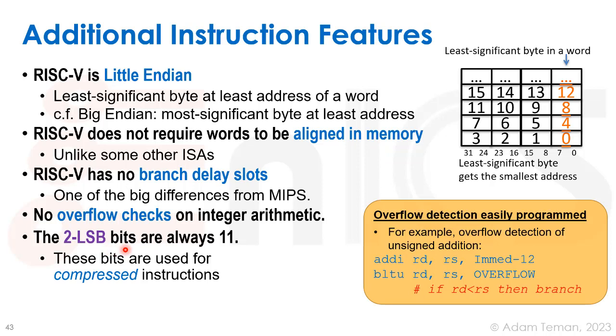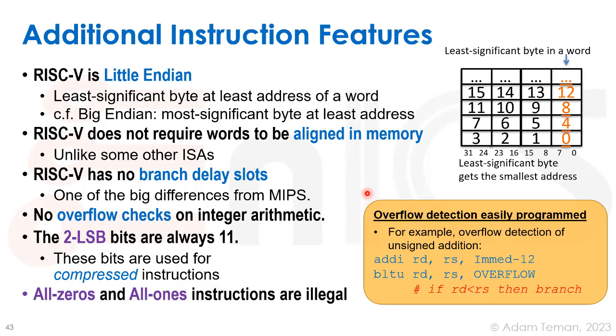Another thing is that the two LSB bits are always 1, 1. So out of those 7 bits that we have for the opcode, the 2 bottom ones are actually not used in general. They're always 1, 1. And if it is not 1, 1, that means we have compressed instructions, which we'll be discussing in a moment. So in general, the 2 LSB bits are always going to be 1, 1. That easily shows us if we have to decompress instructions. And we will never use all 0s or all 1s instructions. That's just a kind of a decision.